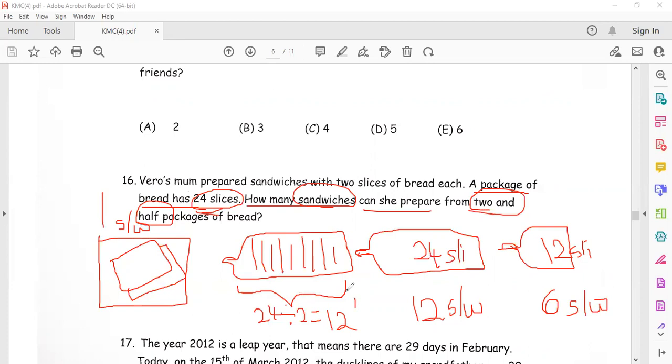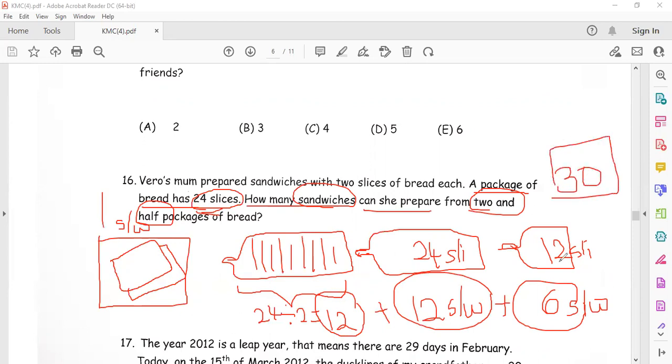So from this first packet, you'll make 12 sandwiches. Second package, you make another 12 sandwiches. And half more package, you make another 6 sandwiches. So total up your sandwiches, 12 plus 12 plus 6. And that would give you 30 sandwiches. All right?